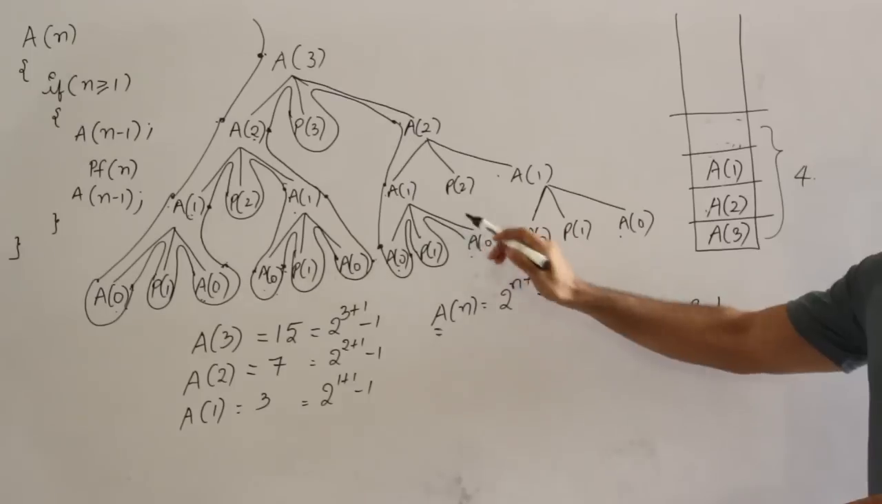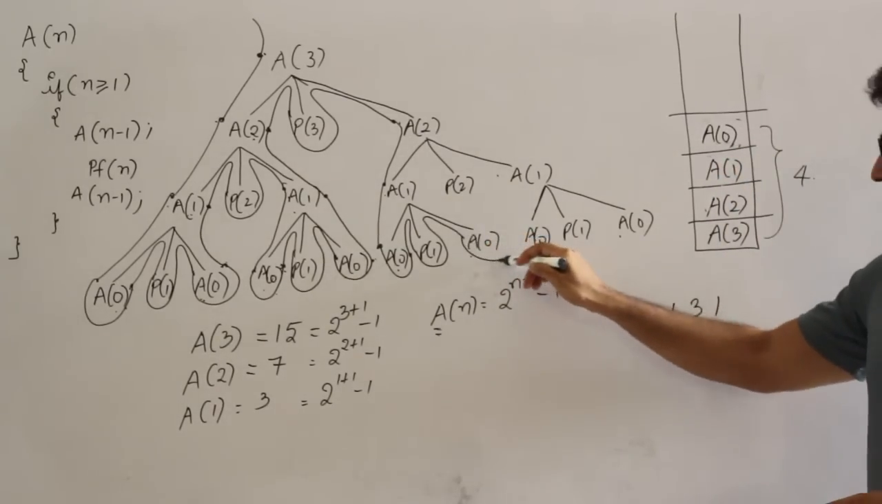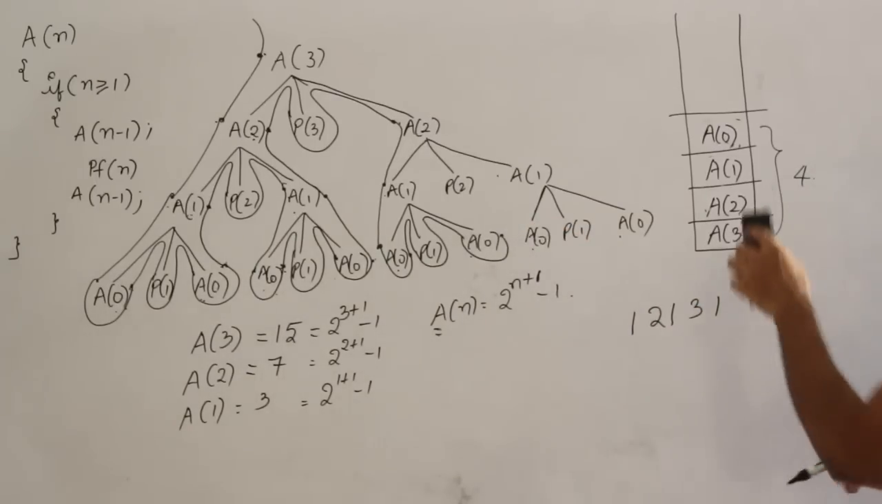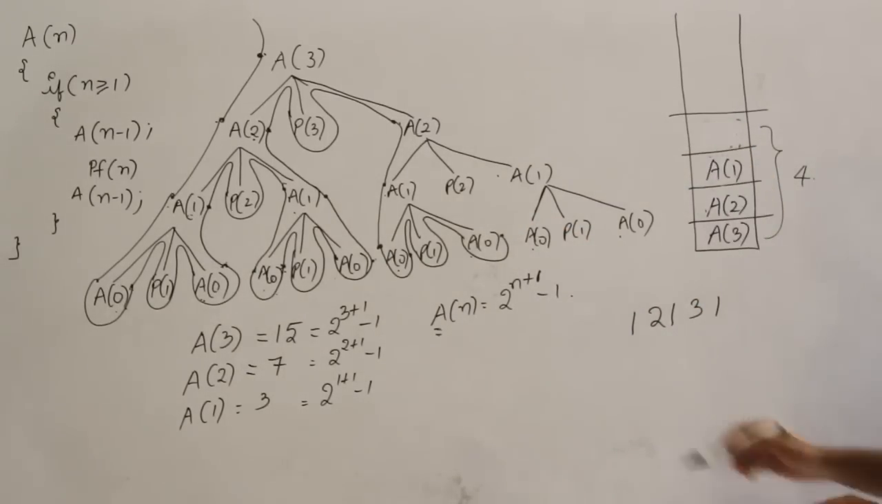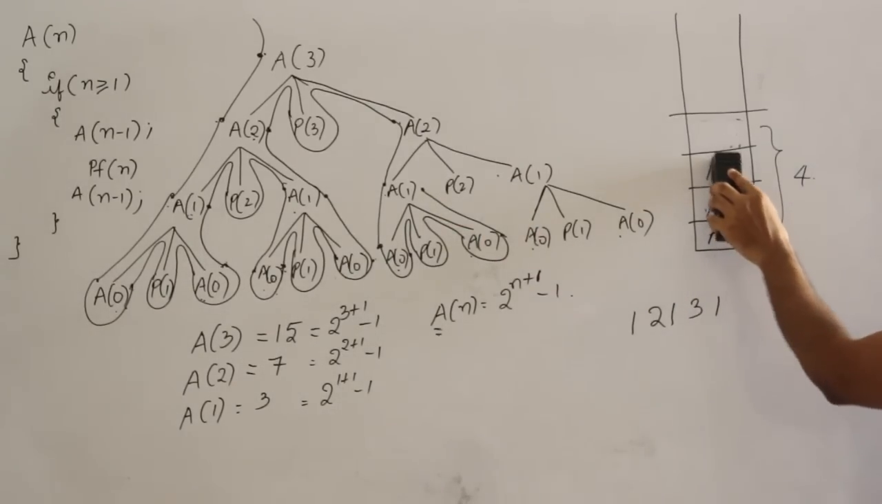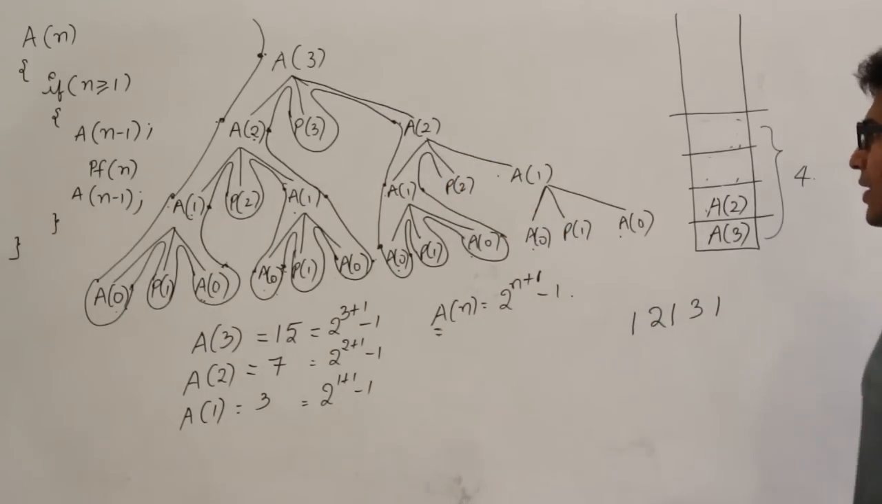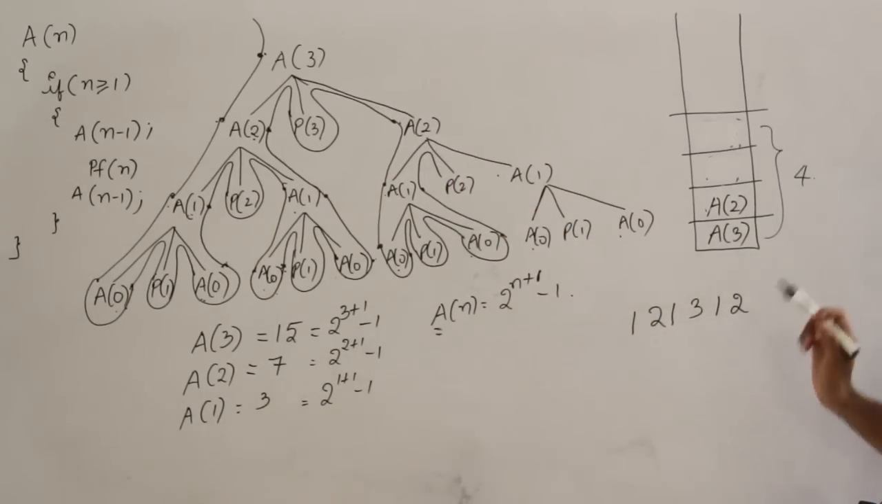And now you are visiting A of 0 again. Therefore you push A of 0. And now this is the last time A of 0 is visited. So you pop it off. And this is the last time A of 1 is visited. So you pop it off. And this is again you are visiting printf 2. Therefore printf 2.